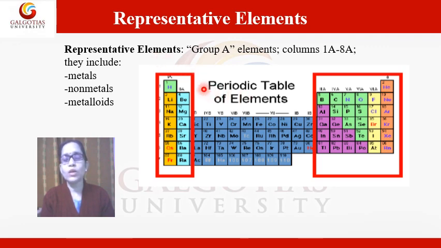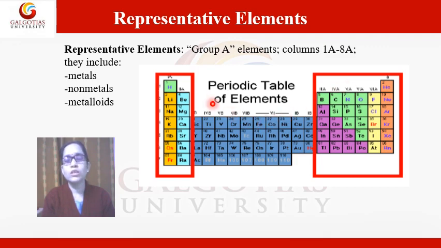1A and 2A are mainly the s block elements, and 3A to VIIIA are called p block elements. Why are these s block elements? Because in 1A and 2A the valence shell electron goes to the s orbital. And why are these p block elements? Because in the columns from 3A to 8A the valence electron goes to the p subshell. So these are p block elements.